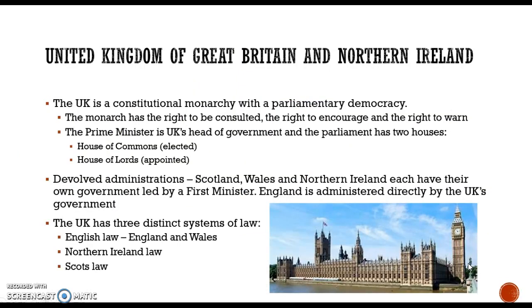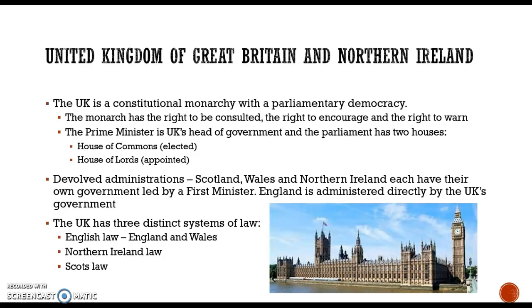The UK is a constitutional monarchy with a parliamentary democracy. A constitutional monarchy is an equivalent of the U.S. government's executive branch. So the monarch is the chief of state, and the prime minister is the head of the government. The monarch has the right to be consulted, the right to encourage, and the right to warn.